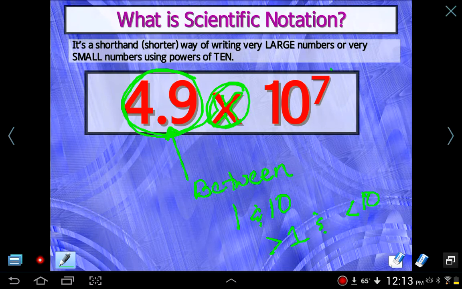You may also notice that 10 to the 7th power is called our power of 10. Like I said, it's always going to look like this. The only thing that will probably be different is this 7, the power. The power is determined by how far that decimal point has moved, whether 2 places to the right, 3 places to the left, whatever. Wherever it is moved, that is what the power of 10 is going to be.